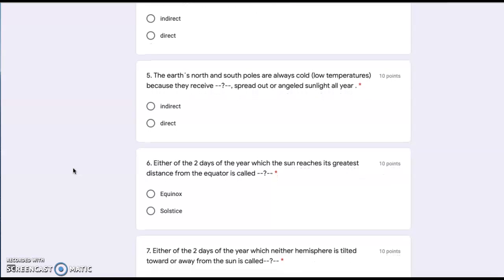Number 5. The Earth's north and south poles are always cold, low temperatures because they receive blank, spread out or angled sunlight all year. Indirect or direct?